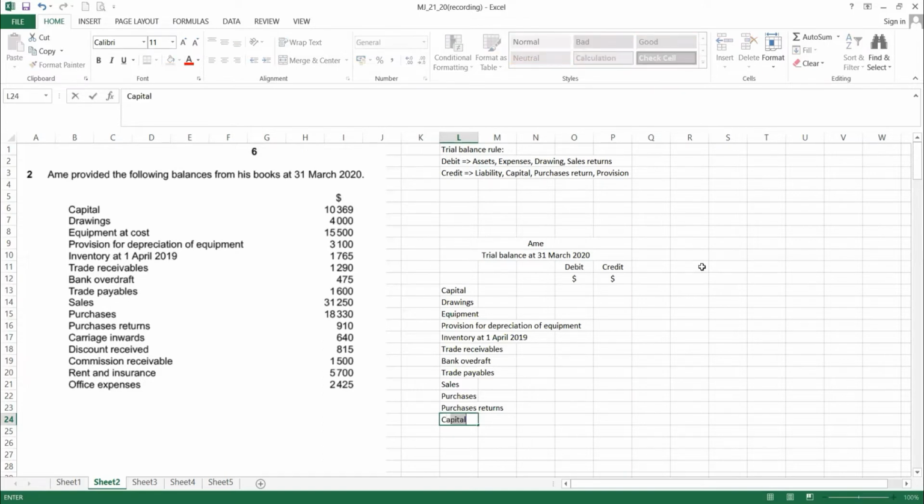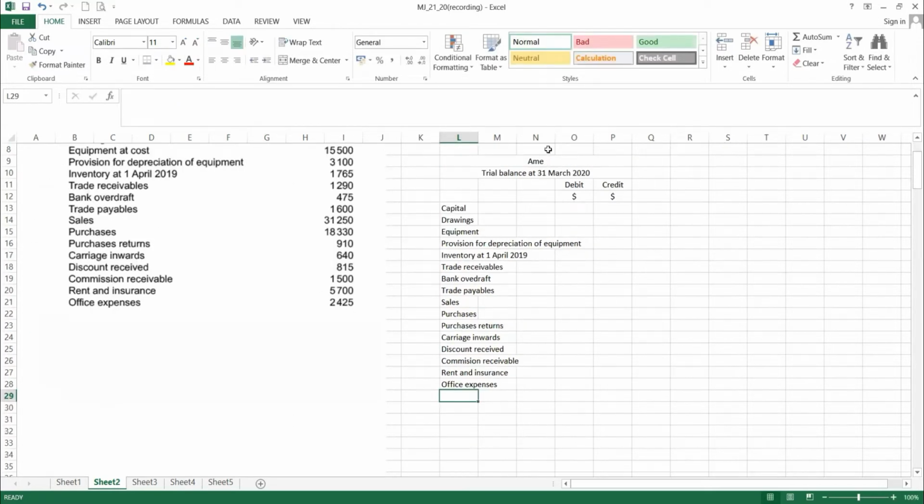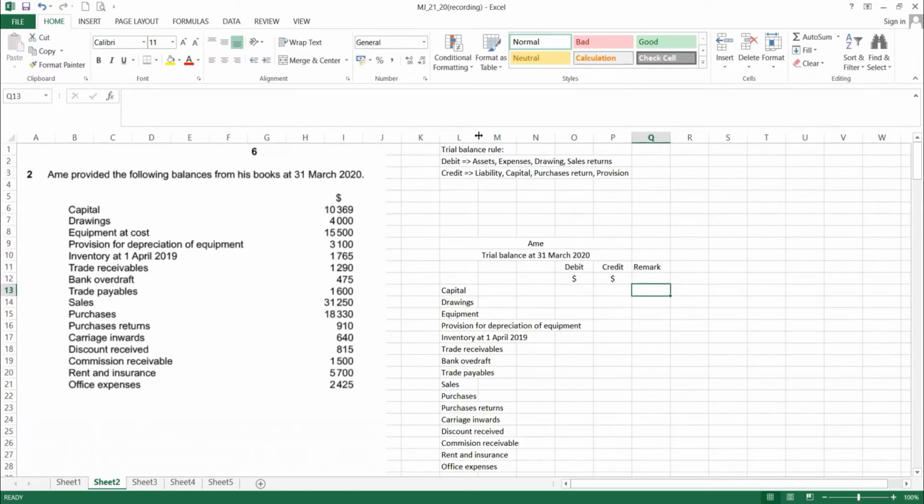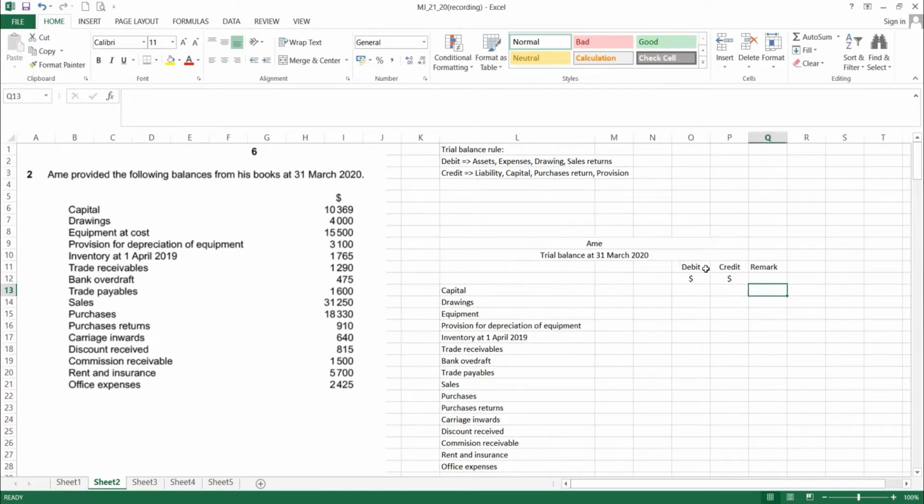Okay, carriage inward, and then discount received, commission receivable, rent and insurance, office expenses. Okay, I put in a remark; this is not needed in the question, just for you to refer to in case you want to understand more in order to decide what section it should be.